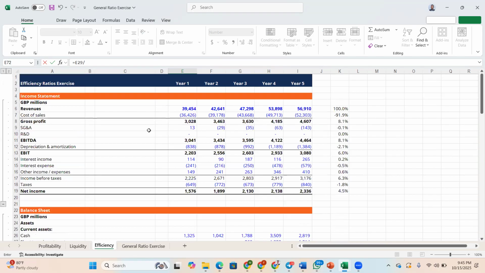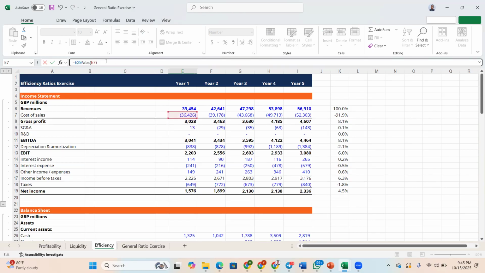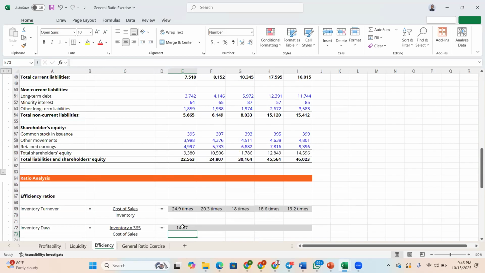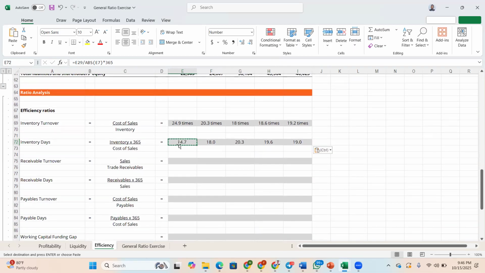Now, for cost of sales, we are going to still use the absolute figure. Then we say times 365. So that's 14.67. I always like one decimal place. Now this is going to be in days. So your inventory days is going to be in days.